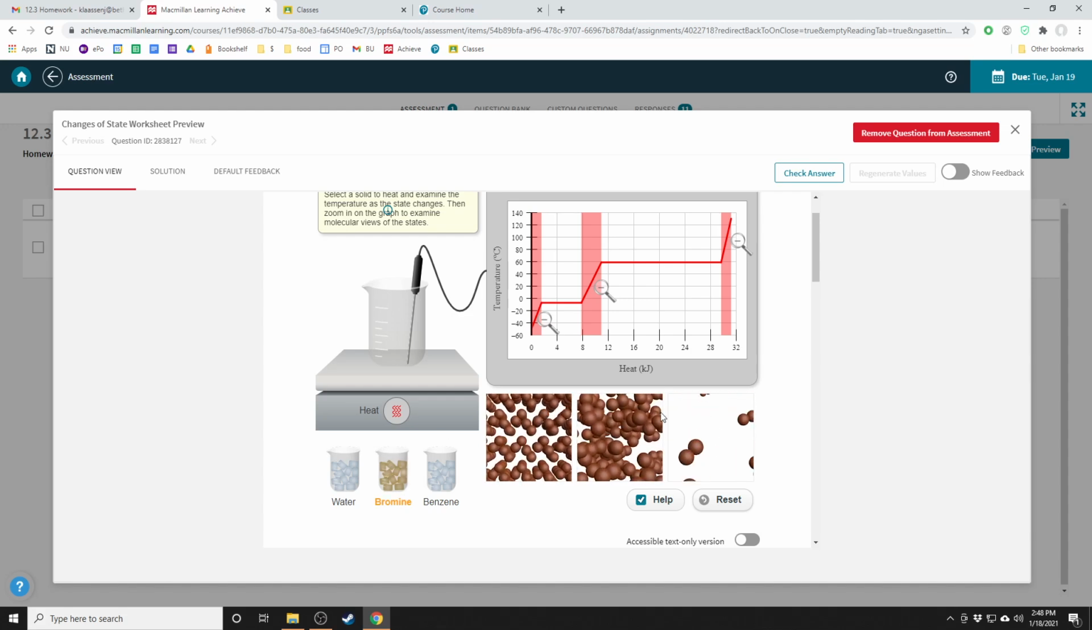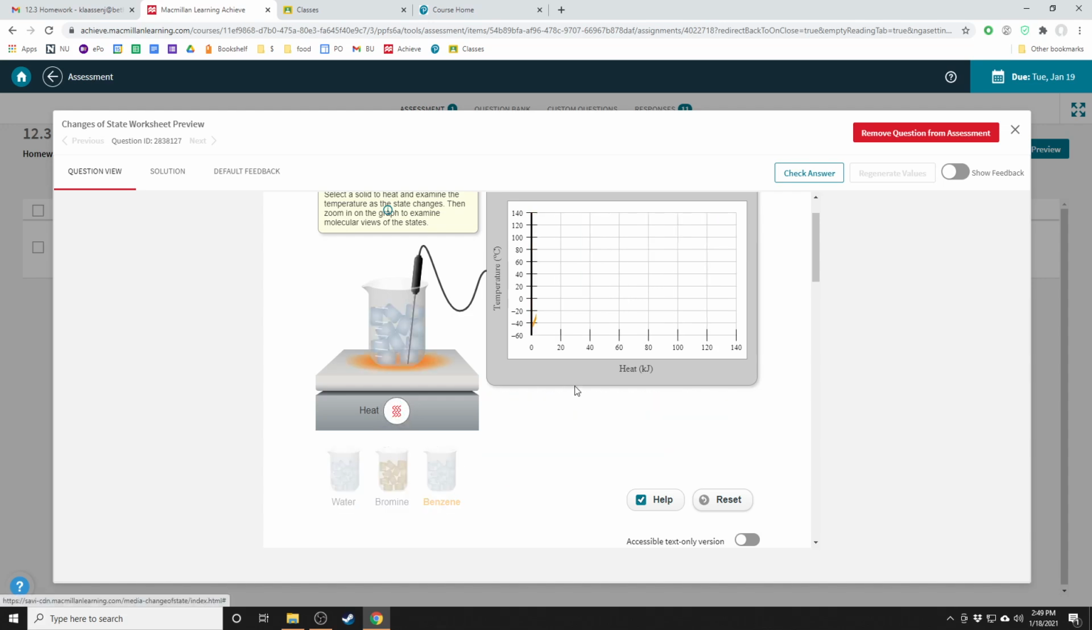It doesn't have any difference in electronegativities. It doesn't have any difference in the sides. It doesn't have any differences. It's the same atom twice. Same element twice. And here's benzene.